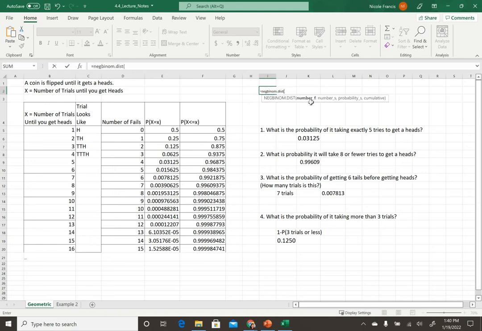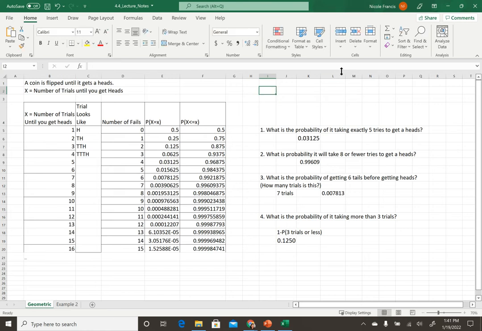It takes in the number of failures first, and that's another reason why it's convenient to have this chart, then the number of successes, the probability of a success, and whether you want it to be cumulative or not. So in our example, the number of successes is always going to be 1, and the number of failures is however many failures you want until you get a success. So if it's trial 1, the number of failures is going to be 0 and the number of successes is going to be 1.